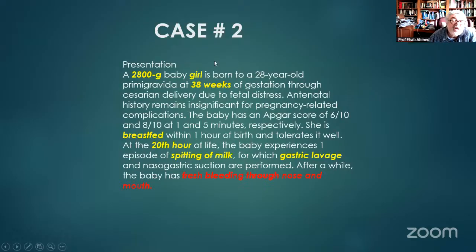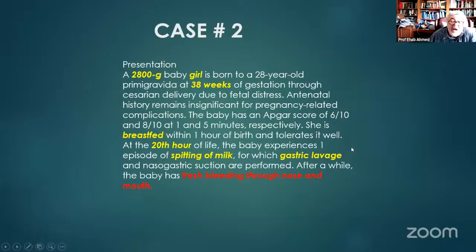So this case is a 2,800-gram girl. Mom was 28 years old, primary. Baby is born at 38 weeks by C-section because the baby had some fetal distress. Otherwise, everything is unremarkable. Apgars were 6 and 8. And this baby is breastfed.